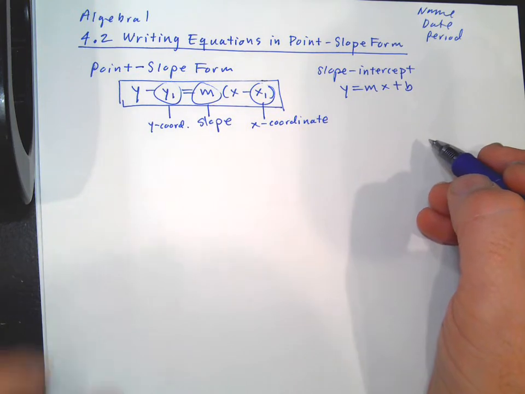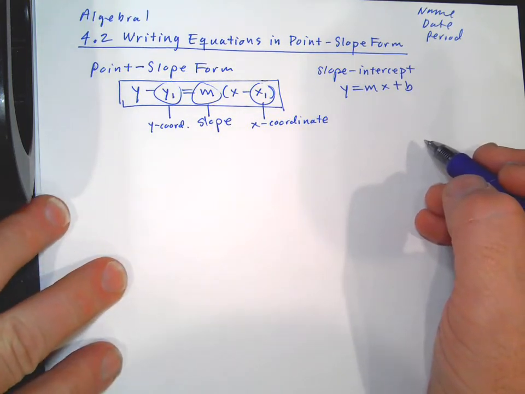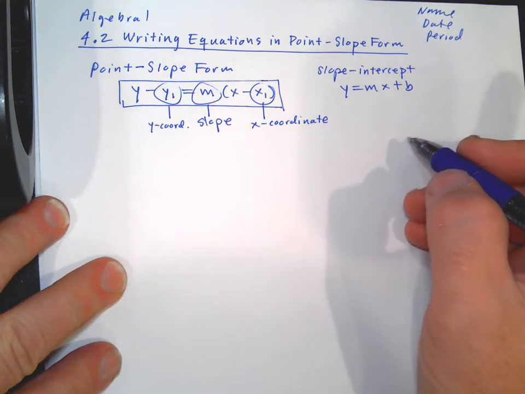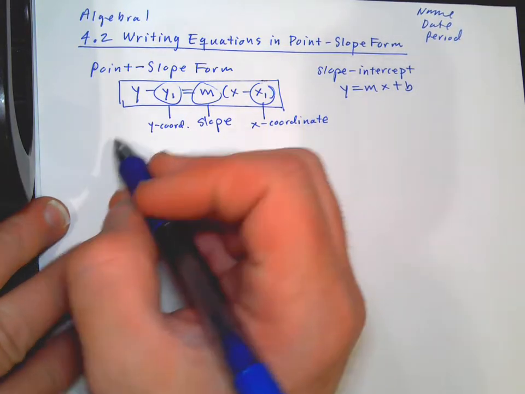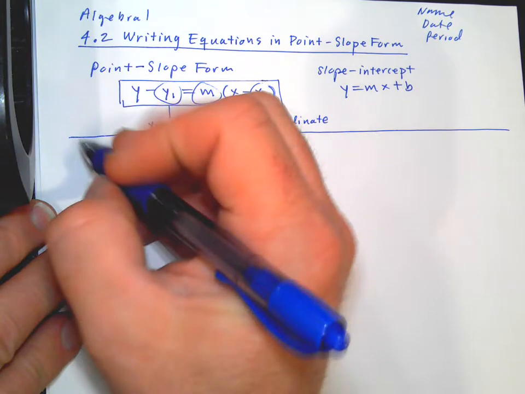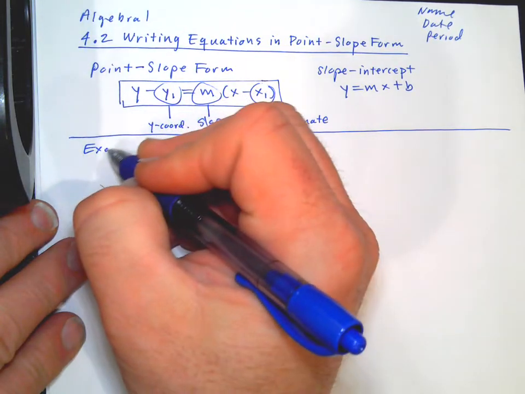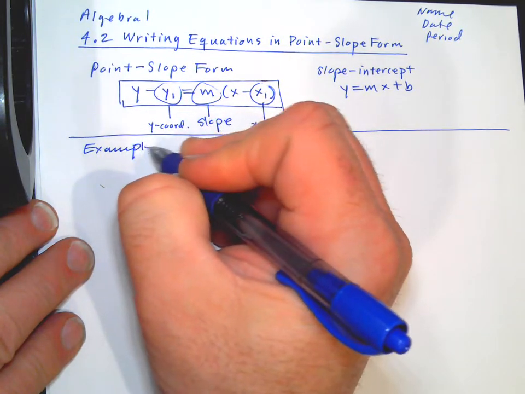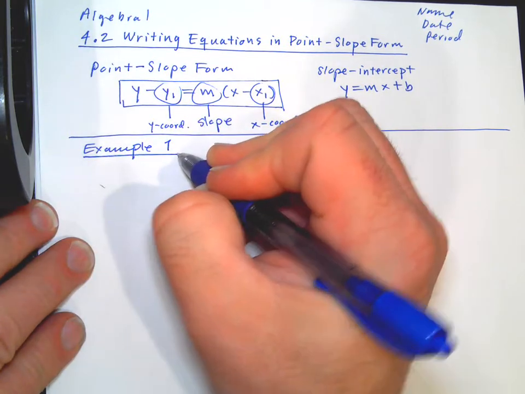Now, make sure that when you read the questions that you notice what form they want the final answer in. So we're going to be using point slope form on probably every problem day. But some answers are going to be left in point slope form, and some we're going to change.